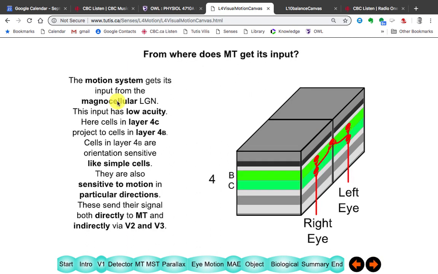Now, the signal that's coming from the motion system is mostly coming from the peripheral retina, because that's where you notice the speed of things. The signal goes up first to layer 4C, but then it goes to layer 4B. It's there that you find simple cells that are, again, sensitive to motion in particular directions. And from there, the signal goes either directly to MT or indirectly through V2 and V3. It has two paths of getting there.